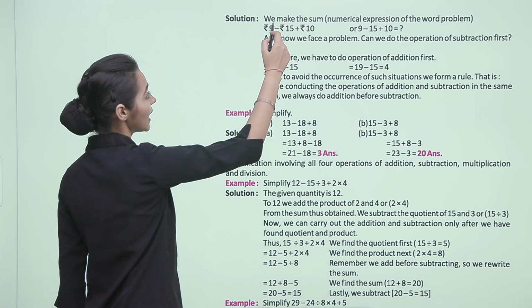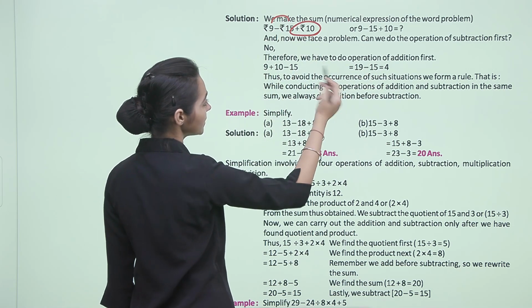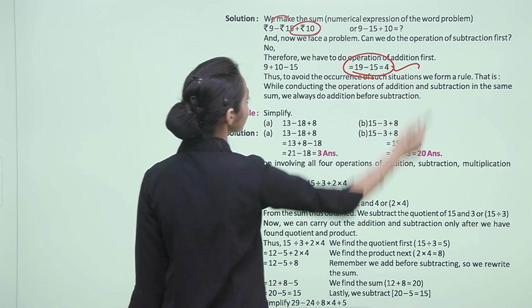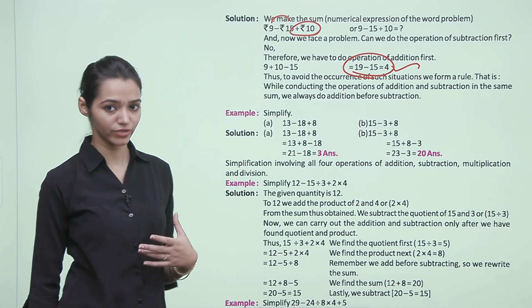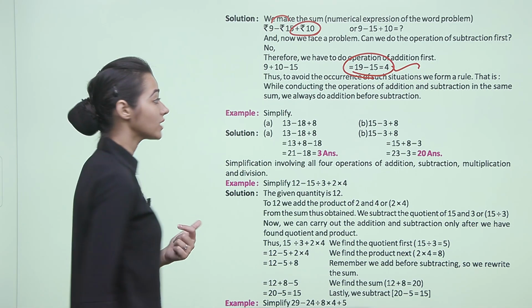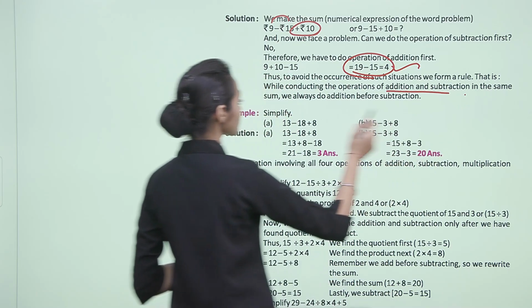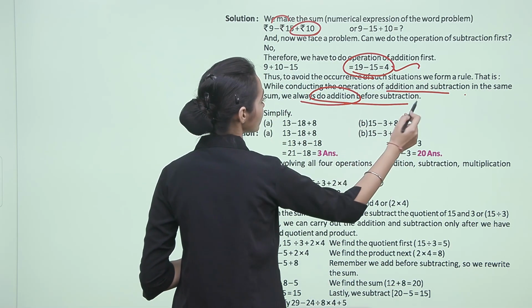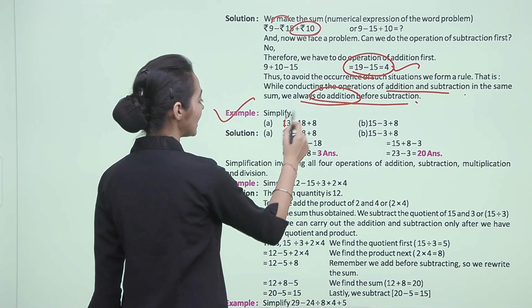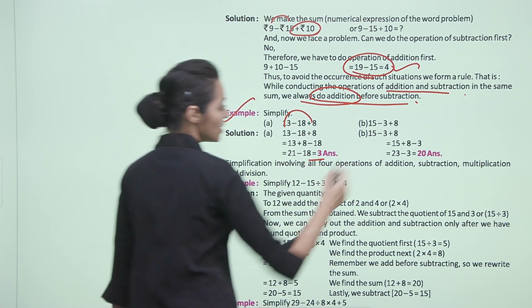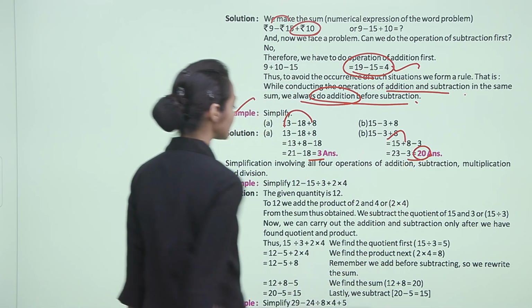So here we know that 9 minus 15 plus 10, that means firstly I get 4 rupees with me after giving 10 rupees to my friend. So the rule is simple: while conducting the operations of addition and subtraction, we always do addition before subtraction. Now here we have to simplify these sums. So firstly we will add them and after that we will subtract. 15 plus 8 is 23, minus 3, that is 20, is our answer.